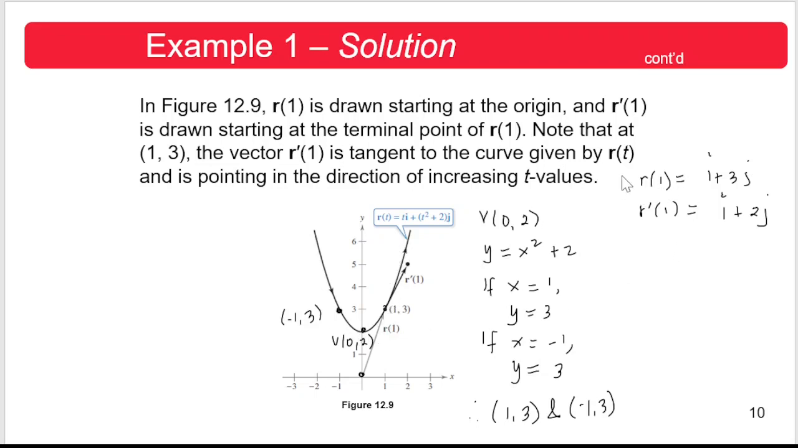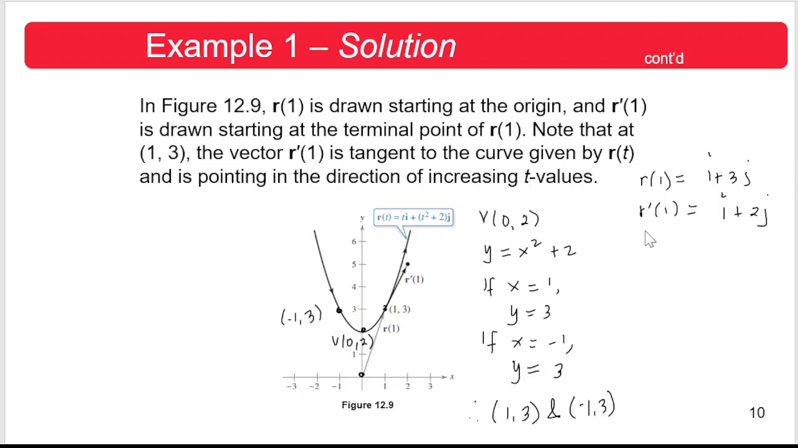And then to plot the vector r of 1, which is i plus 3j, from the origin you scale 1 unit along the x-axis and 3 units upward. So this point is the terminal point of this vector r of 1. Connect the origin and the terminal point, so we now have this vector i plus 3j.